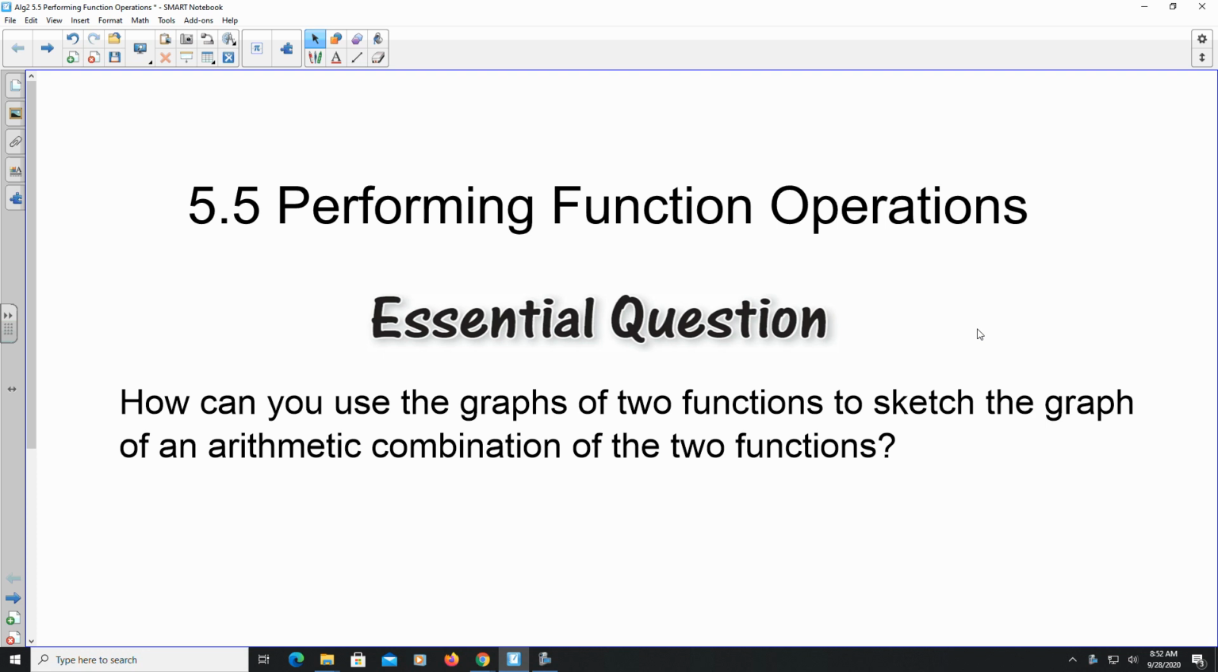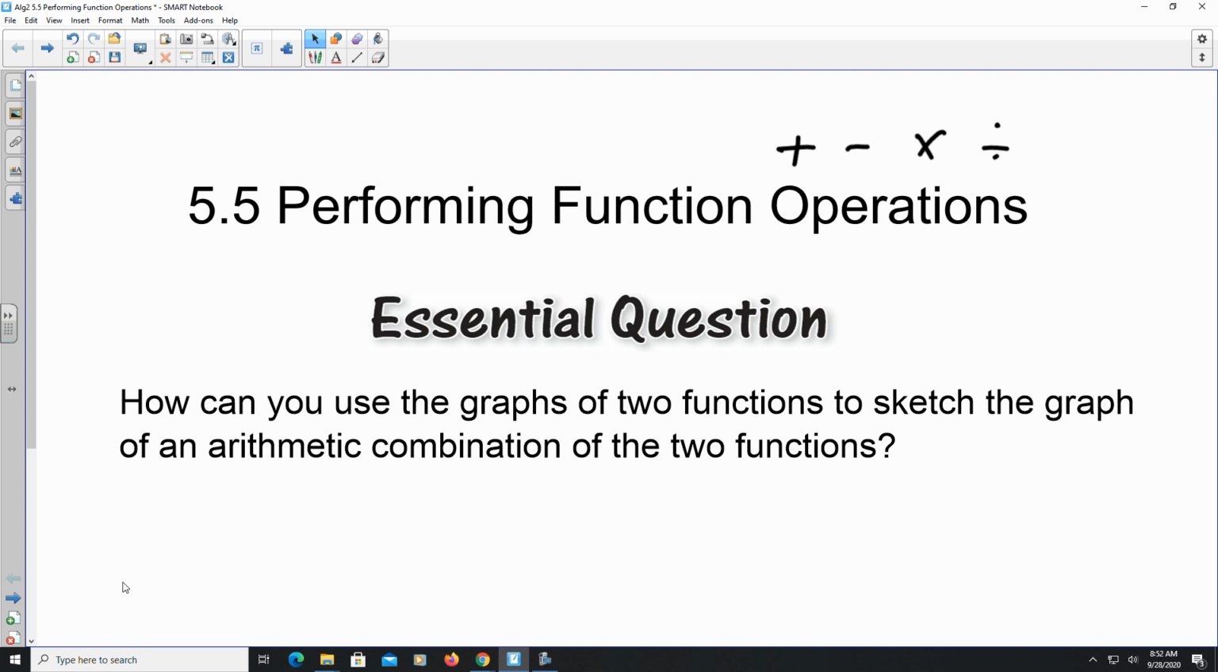In this section we're looking at 5.5, where we're going to be performing function operations. Basically we're looking at two different functions where they give us a certain operation. It could be addition, subtraction, multiplication, or division. Whatever functions those happen to be, we are going to look at those operations and solve them accordingly.